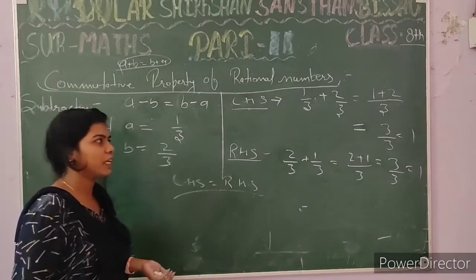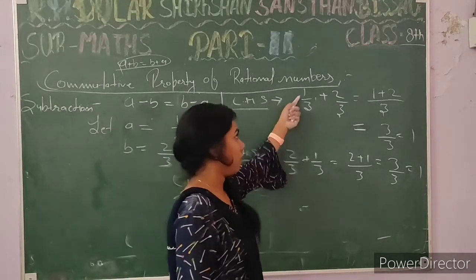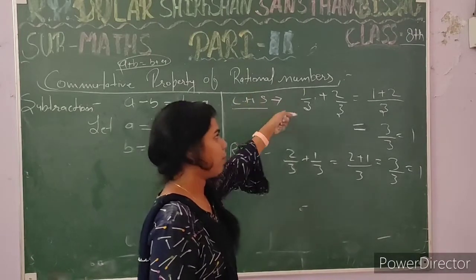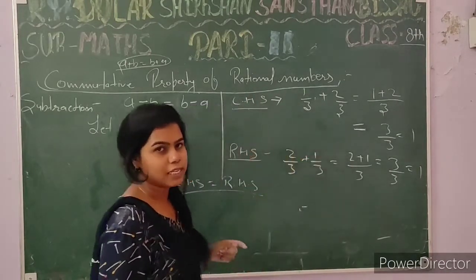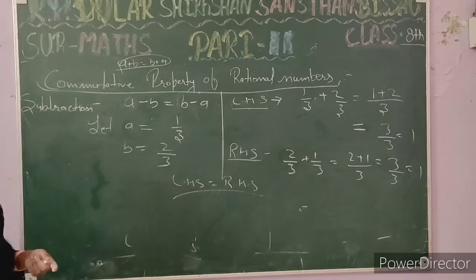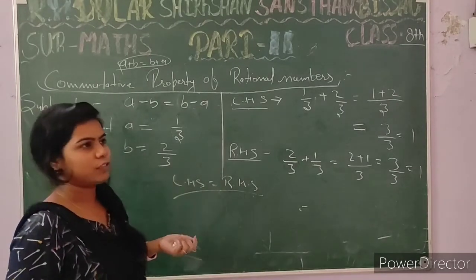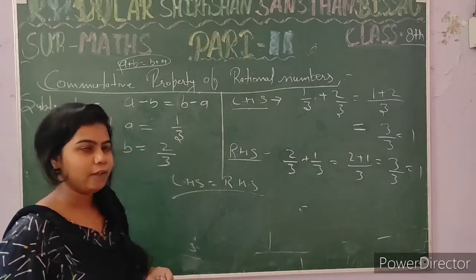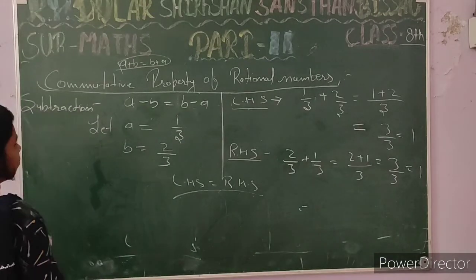For rational numbers, a rational number can be expressed in the form p by q. We can use rational numbers, whole numbers and integers. What are the whole numbers and which ones are the integers? You have to know these numbers. Subtraction, students, look carefully.